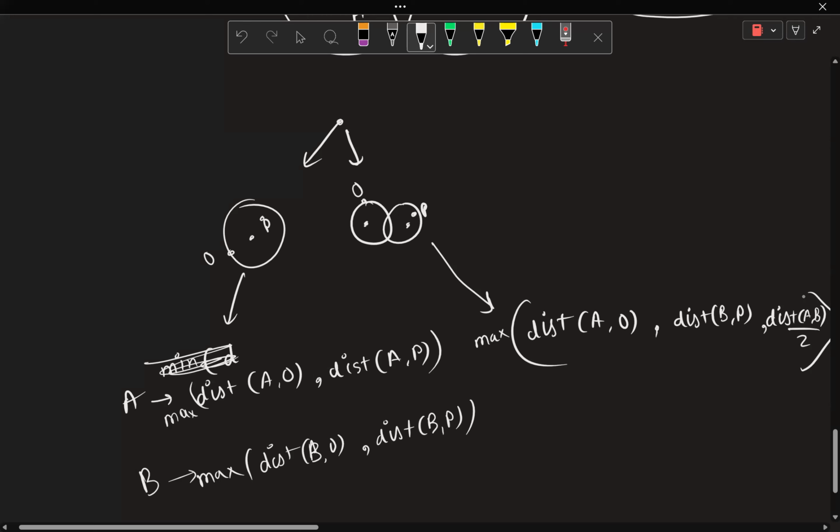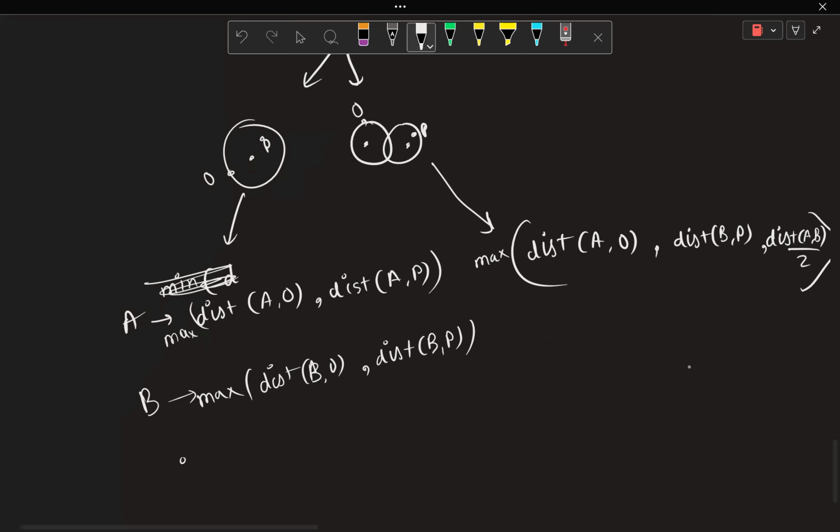Similarly, now just interchanging A and B. So the maximum of distance of B and O, distance of A and P, distance of A and B by 2. Just taking the maximum of all these.